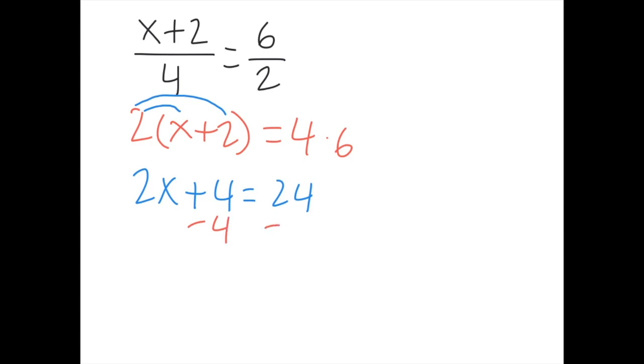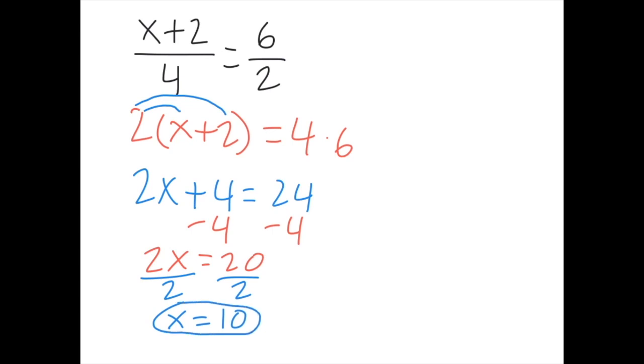Subtract 4 from both sides. Gives us 2x equals 20. Divide both sides by 2. And that gives us x equals 10. So just know if we have an expression that's more than just x, you have to use the distributive property.